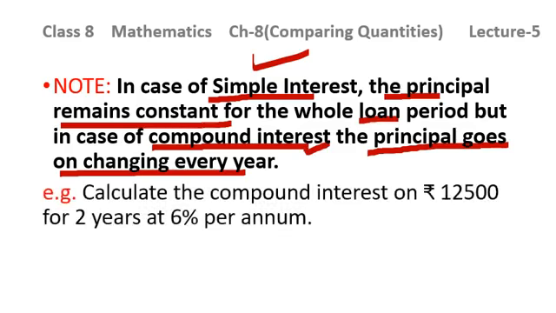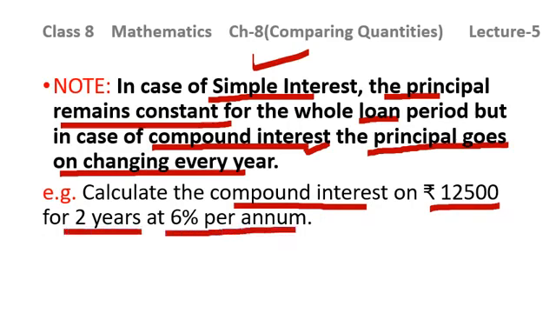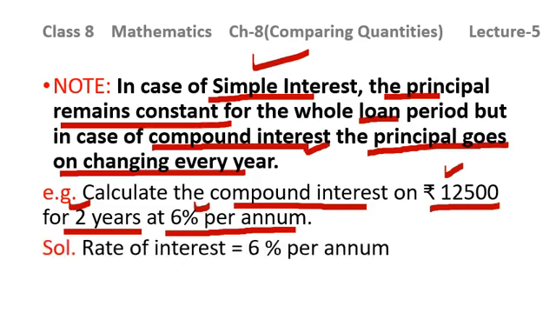For example, I need to calculate the compound interest on rupees 12,500 for 2 years at 6% per annum. Here the principal amount is rupees 12,500, time 2 years, rate of interest 6%. Then let us see how we can calculate the compound interest and what is the difference between compound interest and simple interest. It will be more clear to you with the help of this question. So rate of interest, as I told you, is 6% per annum.